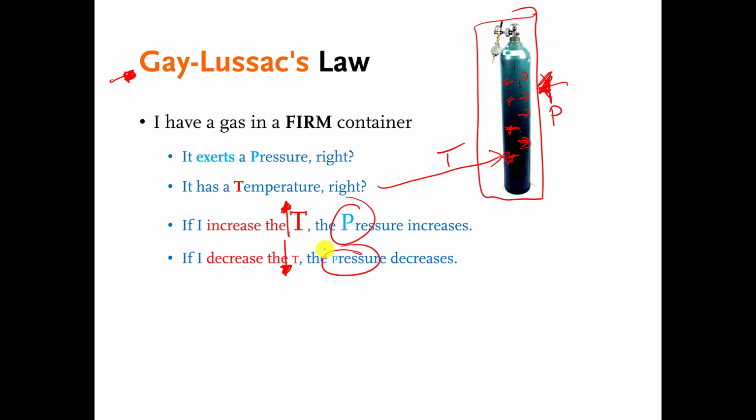And that is basically Gay-Lussac's law. And again, it says a little bit more than that. It says that if I double the temperature of the gas in Kelvin, the pressure will double. If I cut the temperature of the gas in Kelvin in half, the pressure will go down by half.